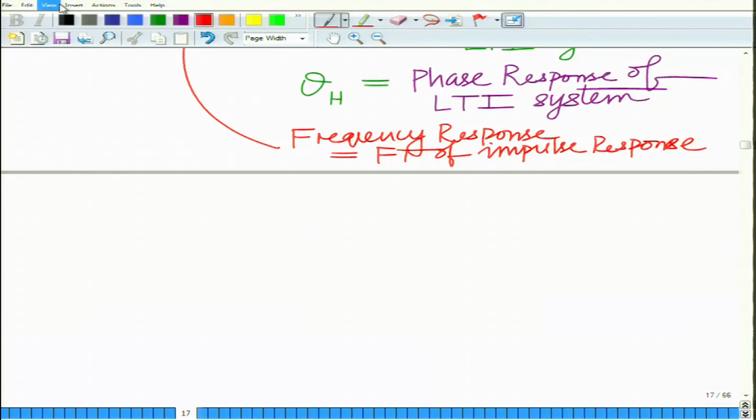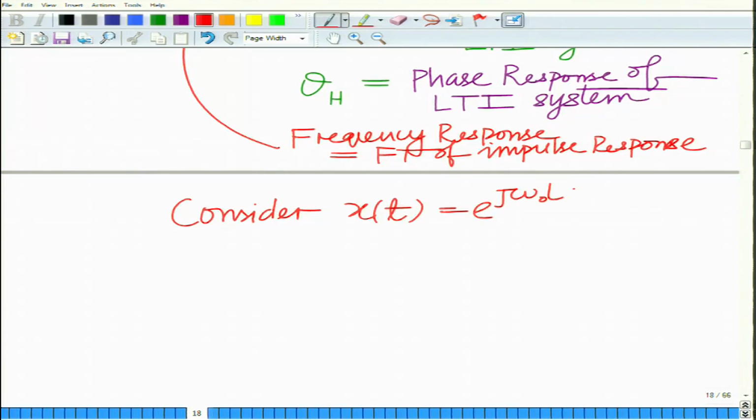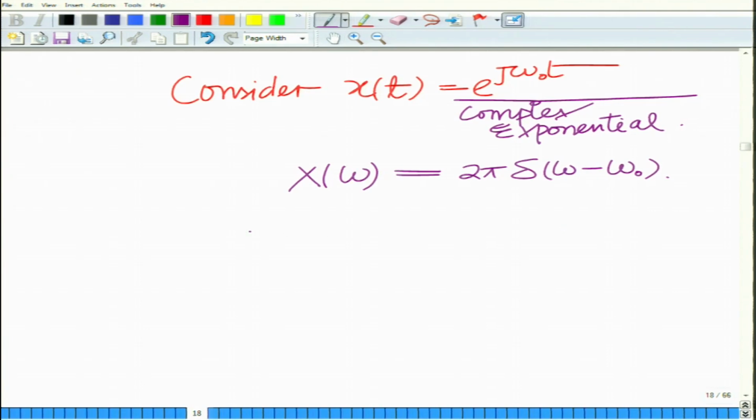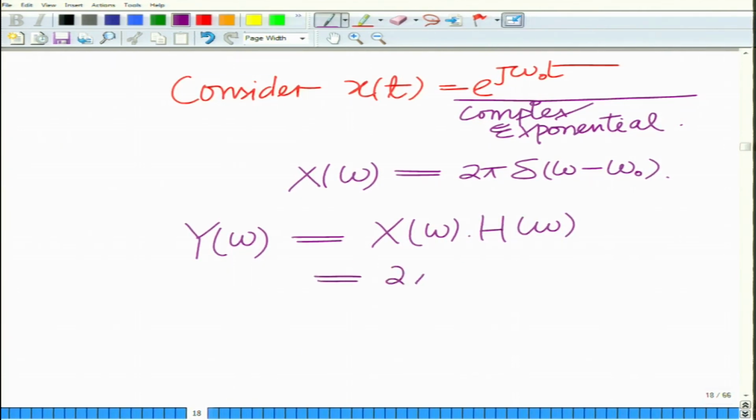Now, in addition, consider the input signal to be a complex exponential. The Fourier transform of this is X of omega, the shifted impulse 2 pi delta of omega minus omega naught, an impulse at omega naught scaled by 2 pi. Therefore, the response to this input is Y of omega equals X of omega times H of omega, where h is the impulse response, that is 2 pi delta of omega minus omega naught times H of omega.